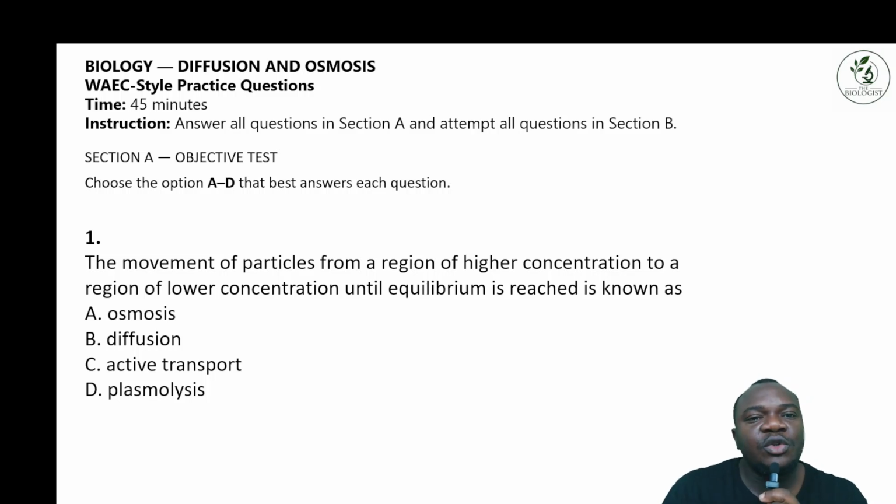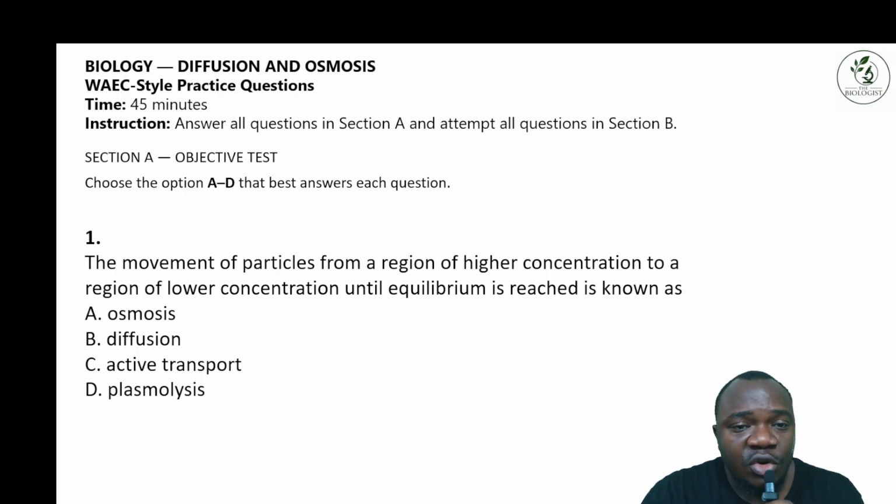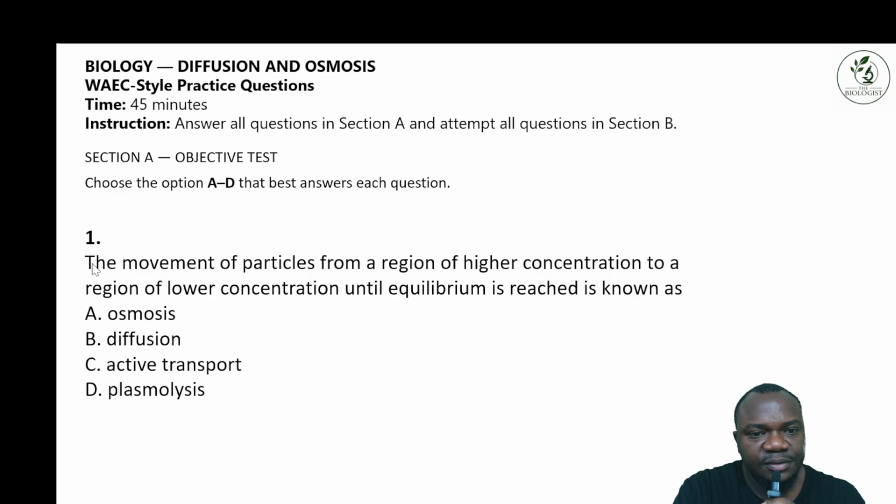Okay, in this section, I'm going to answer some questions related to osmosis and diffusion. And this first aspect is the multiple choice question, which is section A. So you choose option A to D and you choose the best answer from each question.